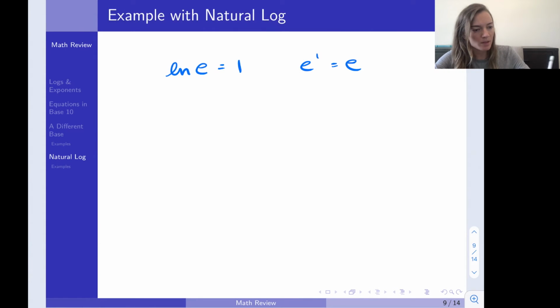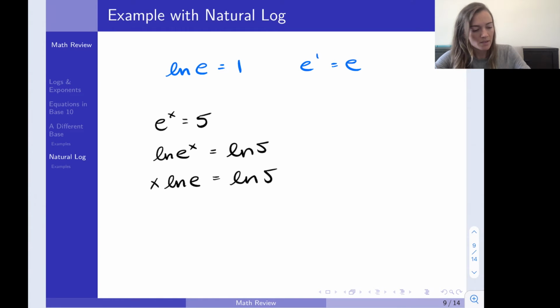So if we have an example, like let's say e to the x is equal to 5, and we want to figure out what x is. Now again, this is a very simple example, but we'll see some more complicated examples in a second. We take the natural log of both sides. Our x goes in front. This simplifies to just 1. And we're left with x is equal to ln 5, which we could have figured out if we just wrote this in exponential form right off the bat, but we'll do it the more long way first. Okay, and then you can just plug this into your calculator, and you get that x is equal to 1.6.